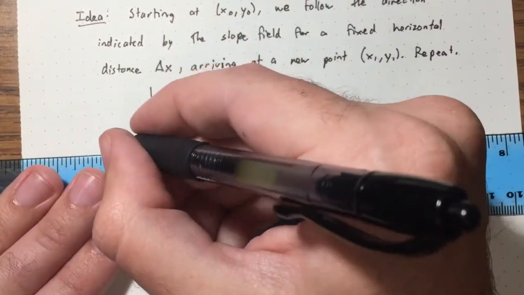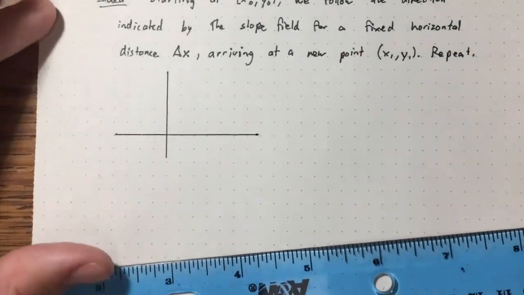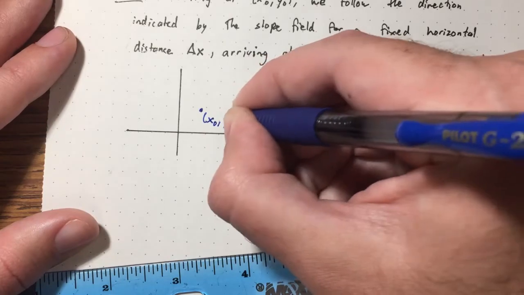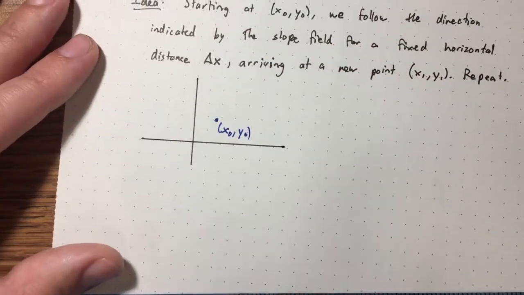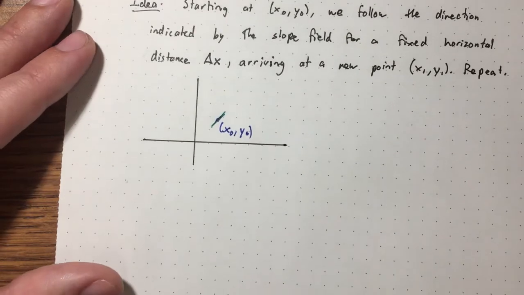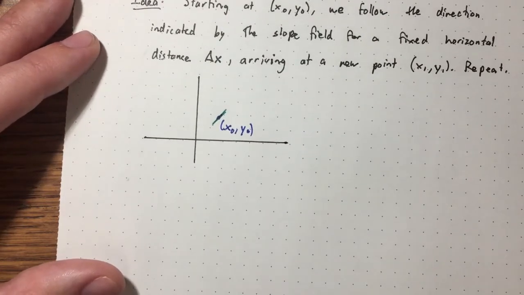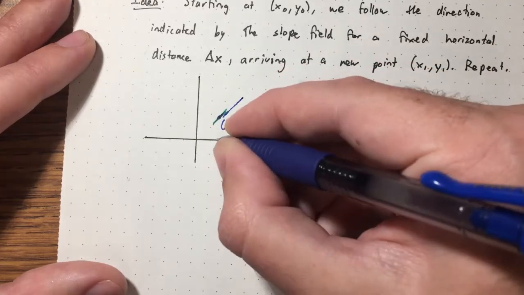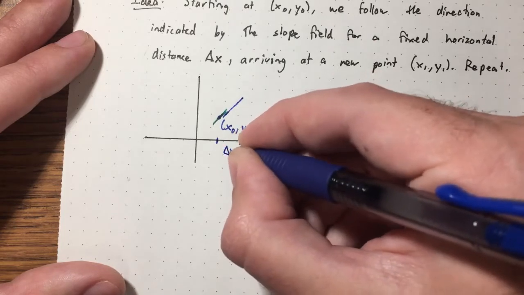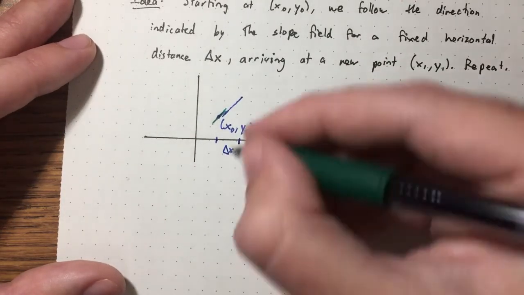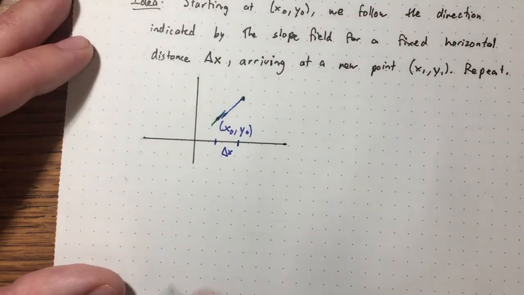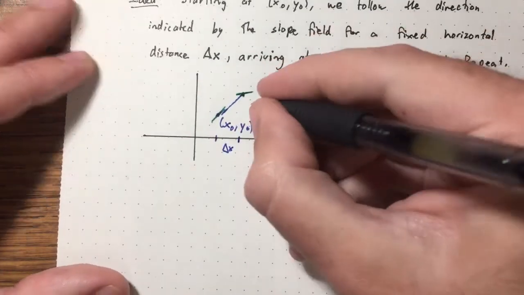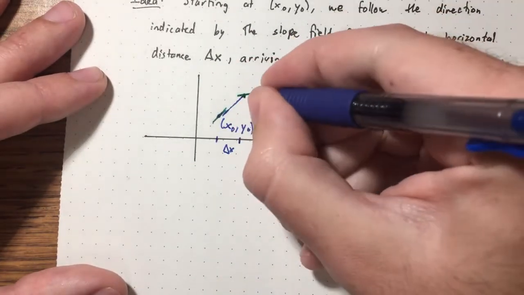Okay, so suppose our first point is, say, right here. So here's x0 comma y0. And if we look at the direction field, it's telling us to go that way, let's say. And so what we're going to do is we're going to actually move in that direction for some fixed horizontal distance delta x. Okay. Now we'll end up at a new point. And at that new point, we again look at a direction field. Maybe it's now telling us to go this way. So this new point, let's call it x1 comma y1.